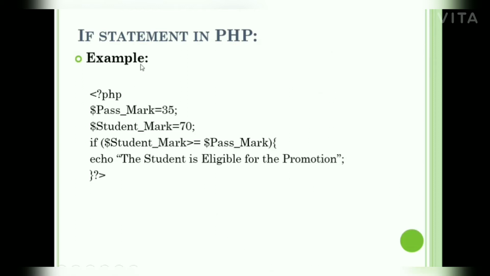This is a simple example for the if statement. Pass mark is 35 and the student gets the mark 70. If the student's mark is greater than or equal to the pass mark, then the student is eligible for promotion. So here the condition is true, so the output will be the student is eligible for the promotion.